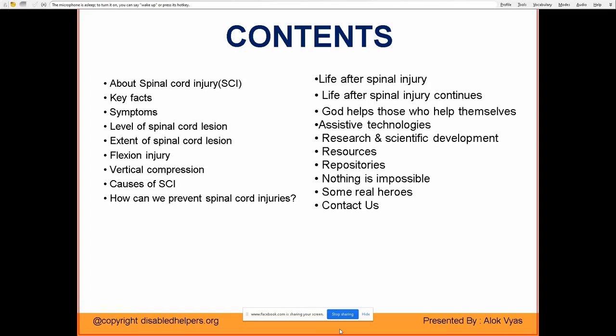stop listening. Now, coming to the key facts, these facts are taken from the internet, but I'm sure they might be higher in the new age. So it's given that every year around the world, between 250,000 to 500,000 people suffer a spinal cord injury, and most spinal cord injuries are due to preventable causes, such as road traffic crashes, falls, or violence.